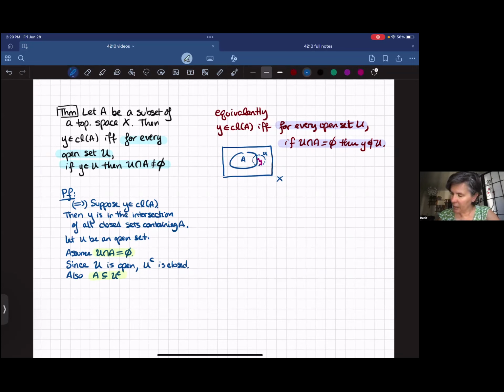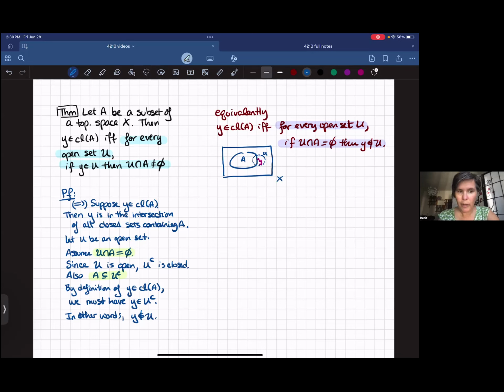All right. So now U complement is a closed set which contains A. That means that U complement is one of the sets being intersected to form the closure. So by definition of closure, of Y being in the closure, we must have Y an element of U complement. In other words, Y is not in U.